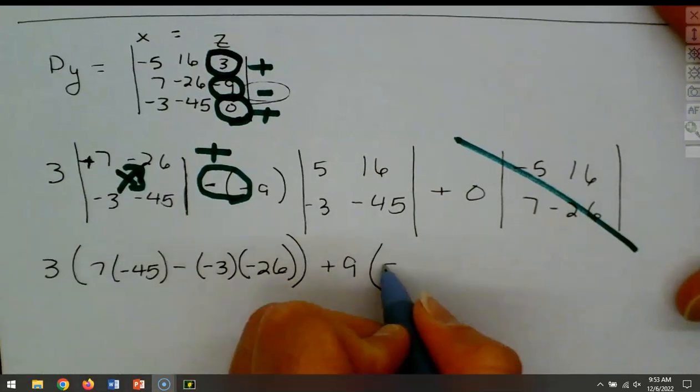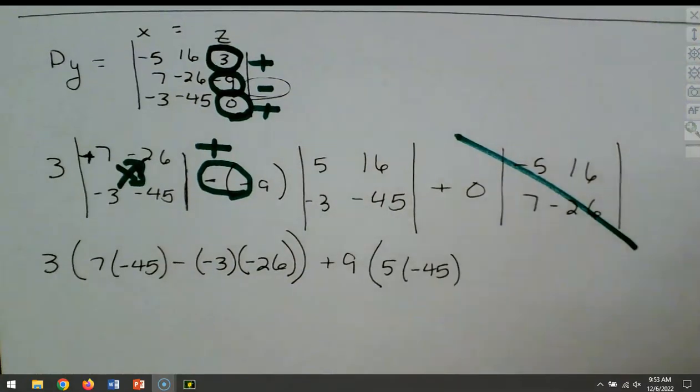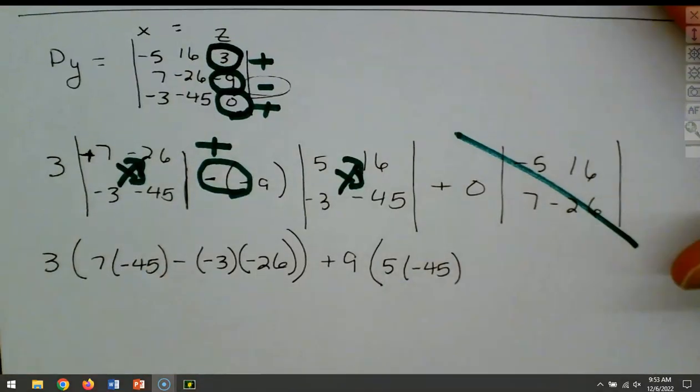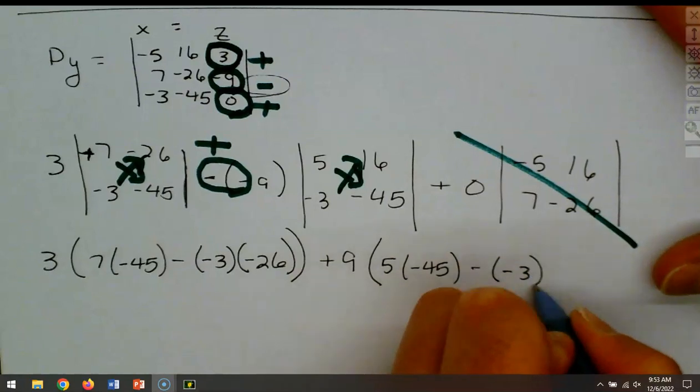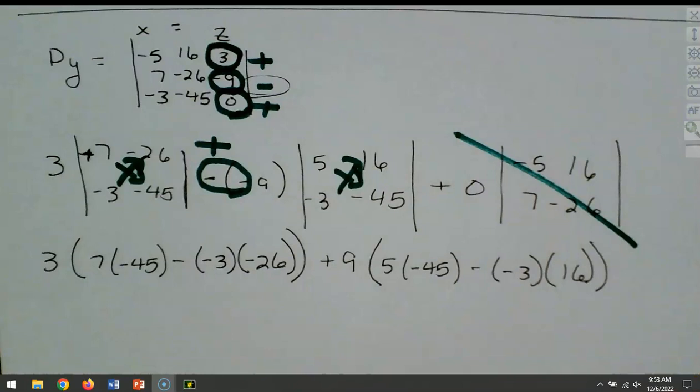And then what do we have? We have 5 times a negative 45, when we look down, and then we've got negative out in front, and a minus 3 times that positive 16. Doing all right with that so far? Now the last one we don't have to worry about because it's 0. 0 times anything is still 0.